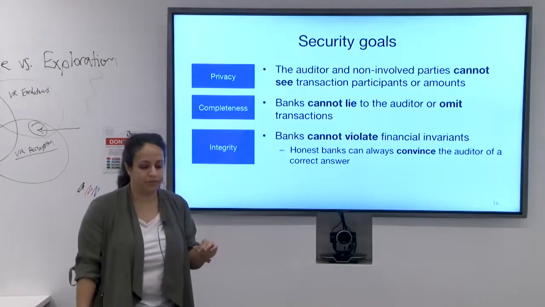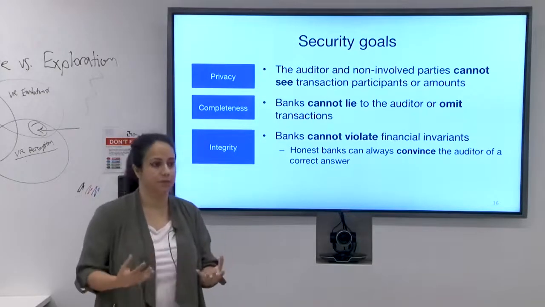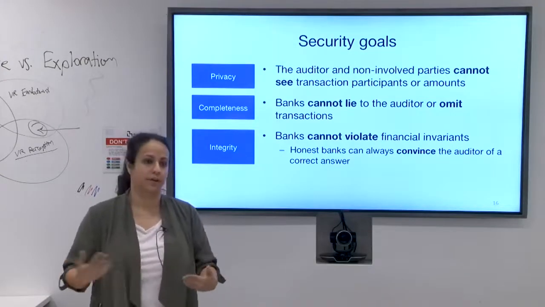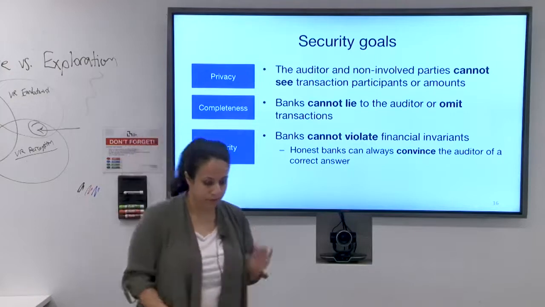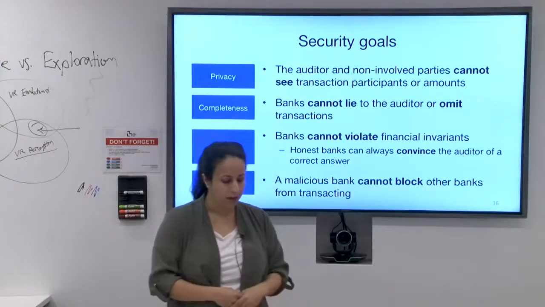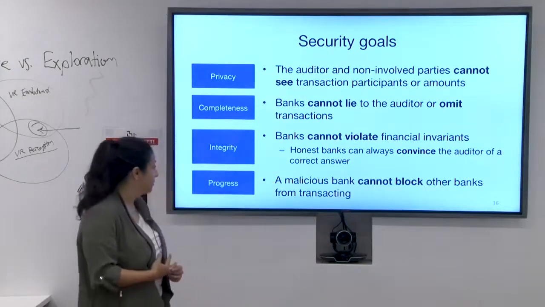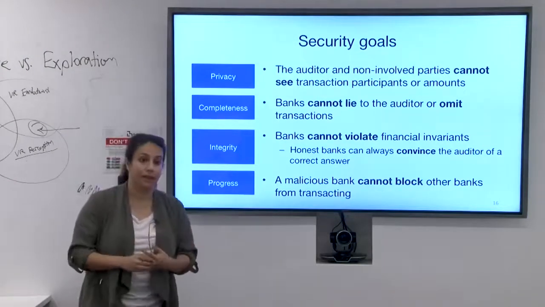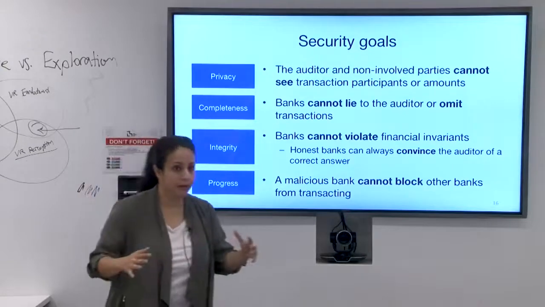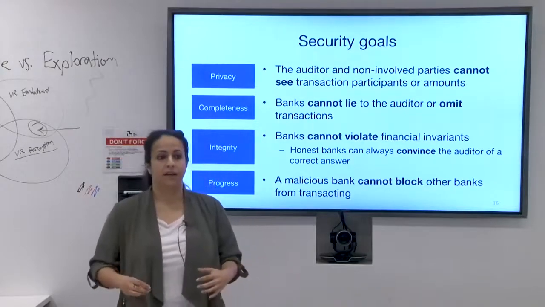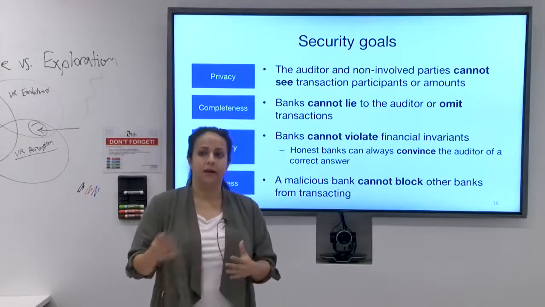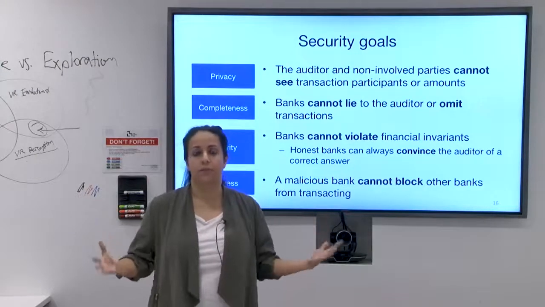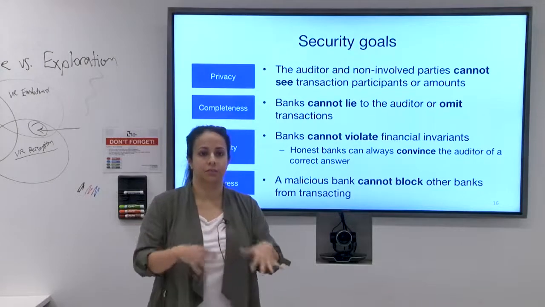So we don't want to have a situation where a malicious bank screws up the ledger such that an honest bank can't respond to the auditor because the ledger doesn't make sense. So we also want to maintain that. And then progress. We also want to make sure that a malicious bank can't block other banks from transacting, that they can't hold up the entire ledger. And as I describe the design, it'll become clearer why these things were issues that we were worried about, and it's part of how we design the system to address these problems.